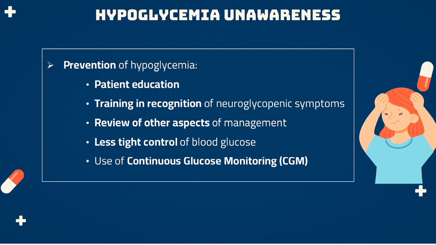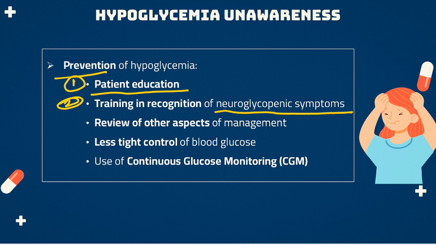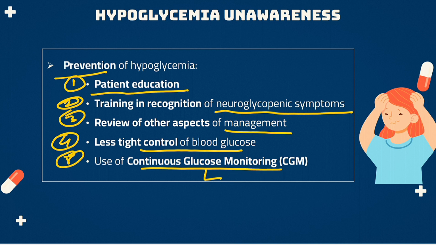Let's see how this hypoglycemia unawareness can be prevented. The first and most important is patient education about the symptoms and the method of recognition of hypoglycemia unawareness. The second one is training of the individual to recognize the neuroglycopenic symptoms. The third one is review of other aspects of management. The fourth one is that we need to avoid tight control of blood glucose. The last one is use of continuous glucose monitoring, so that we can continuously monitor the level of glucose and detect if it goes below the threshold value.